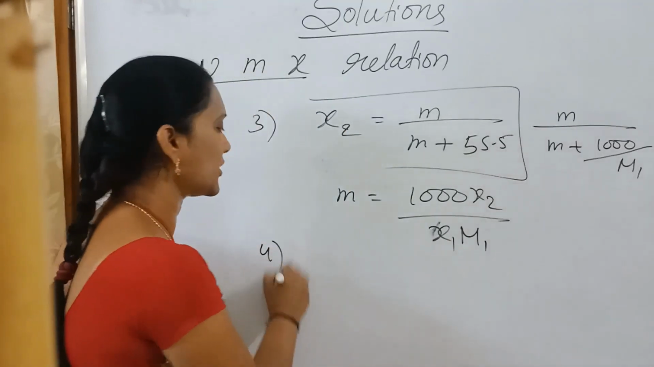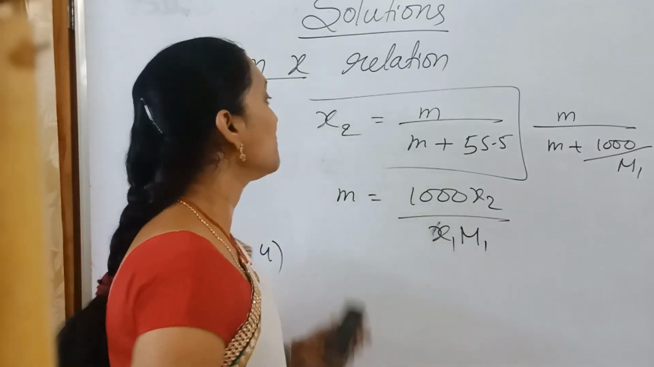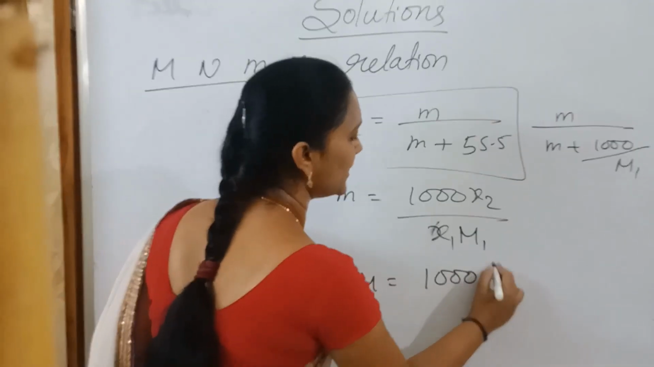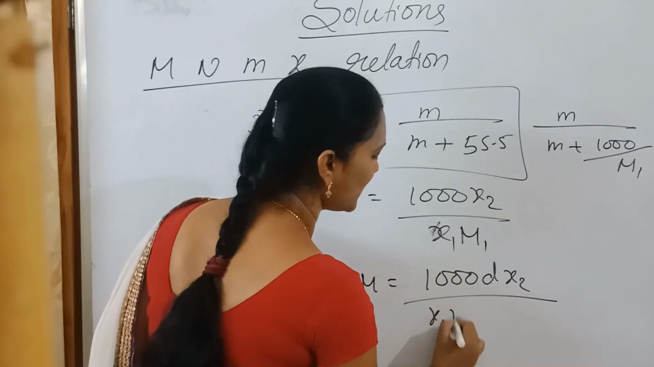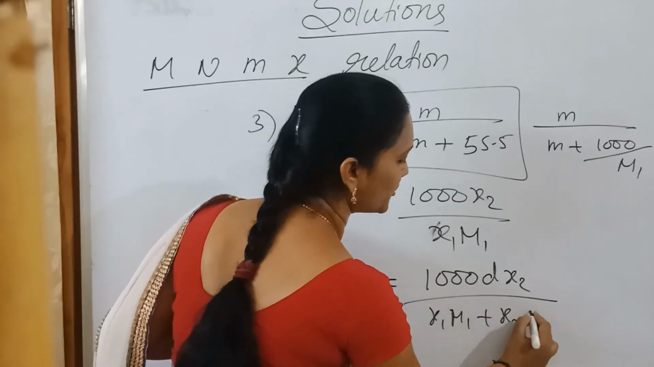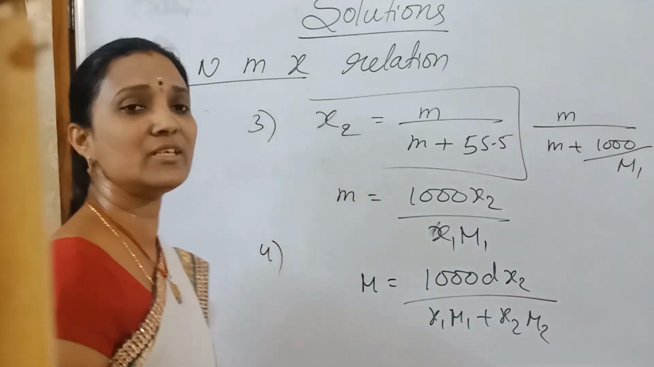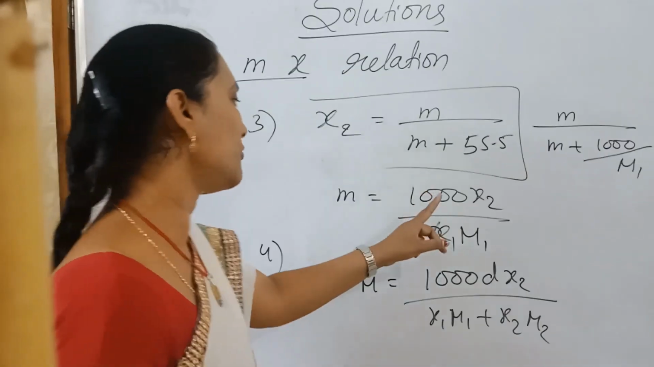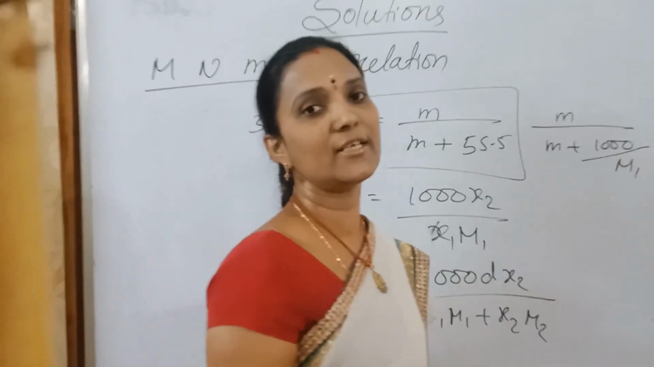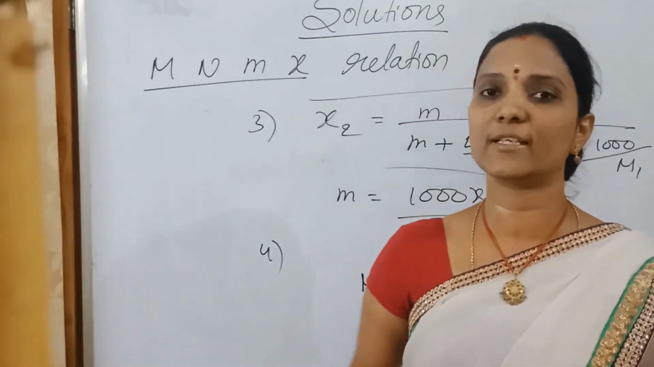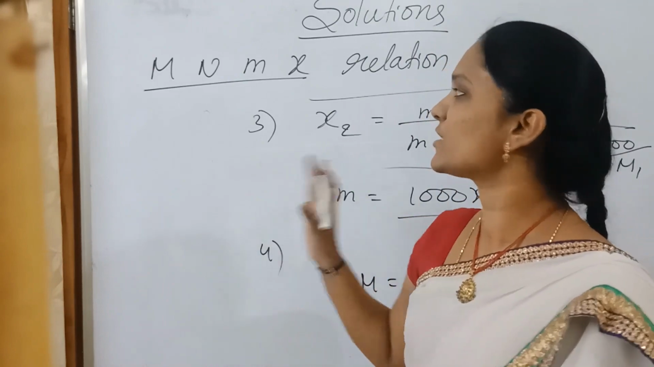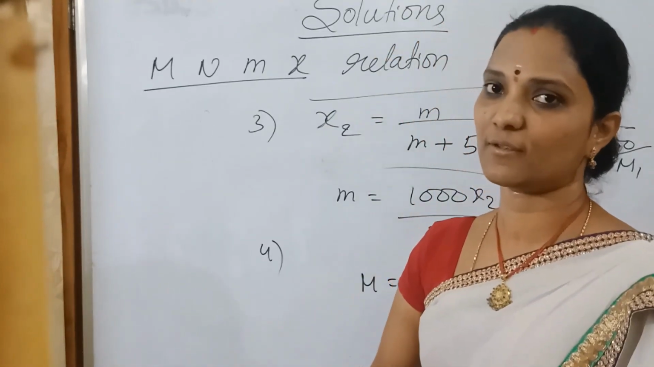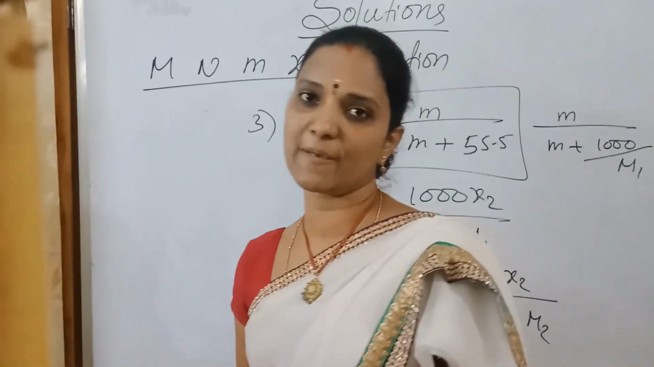And the fourth relation is with respect to molarity, the relation between molarity and mole fraction. What is the relation? M = 1000 d x2 / (x1 M1 + x2 M2). This is the relation between mole fraction and molarity. So these are the mole fraction and molality relation, molality and molarity relation, and normality and molarity relation. These are the relations between molarity, normality, molality and mole fractions. Now some problems based on these formulas.